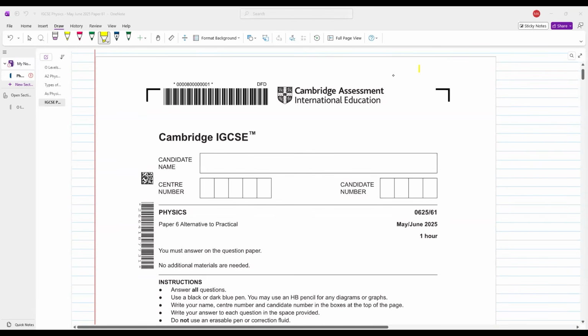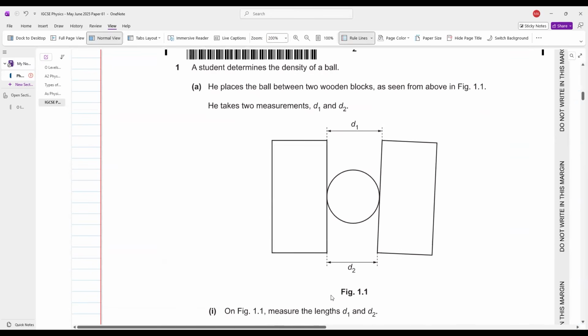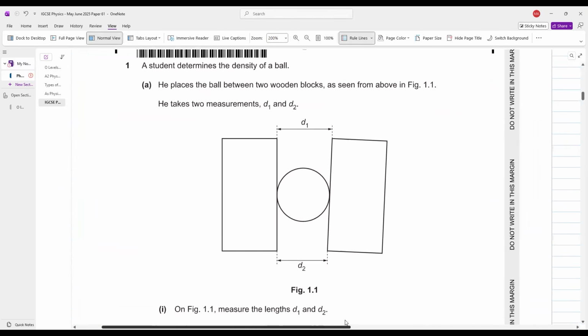So let's get started with IGCSE Physics, May June 2025, Paper 6, Variant 1. This is an alternative practical paper. This is a 1 hour paper. Let's get started with it. Very easy paper. Let's just dive deep into it. So let me zoom in a bit here.